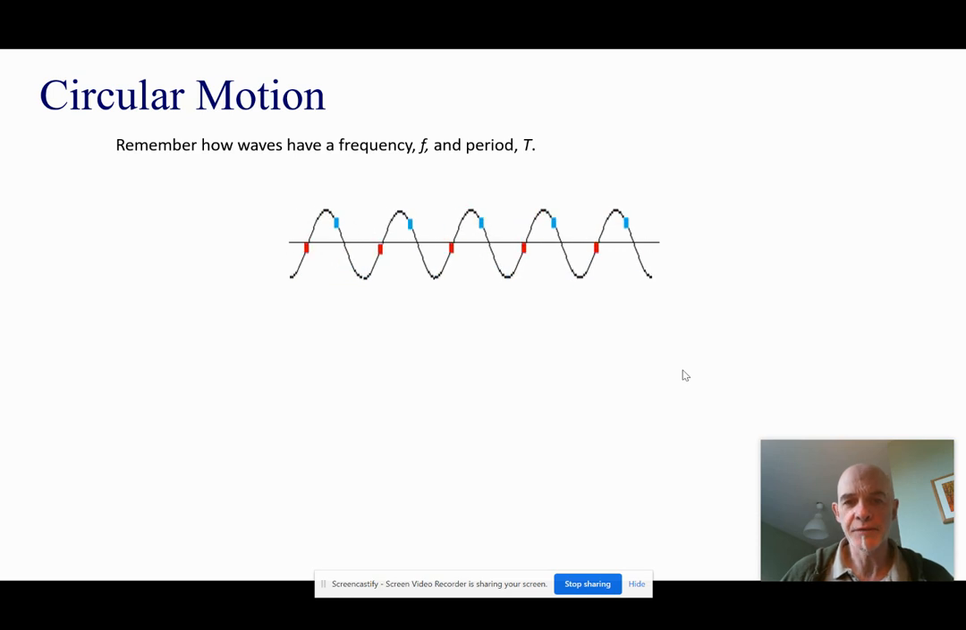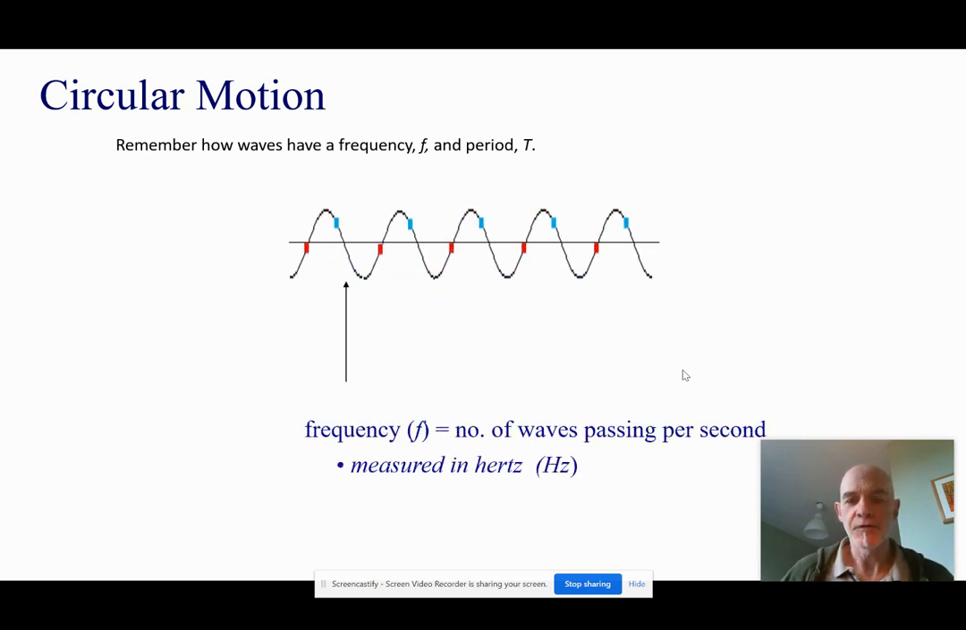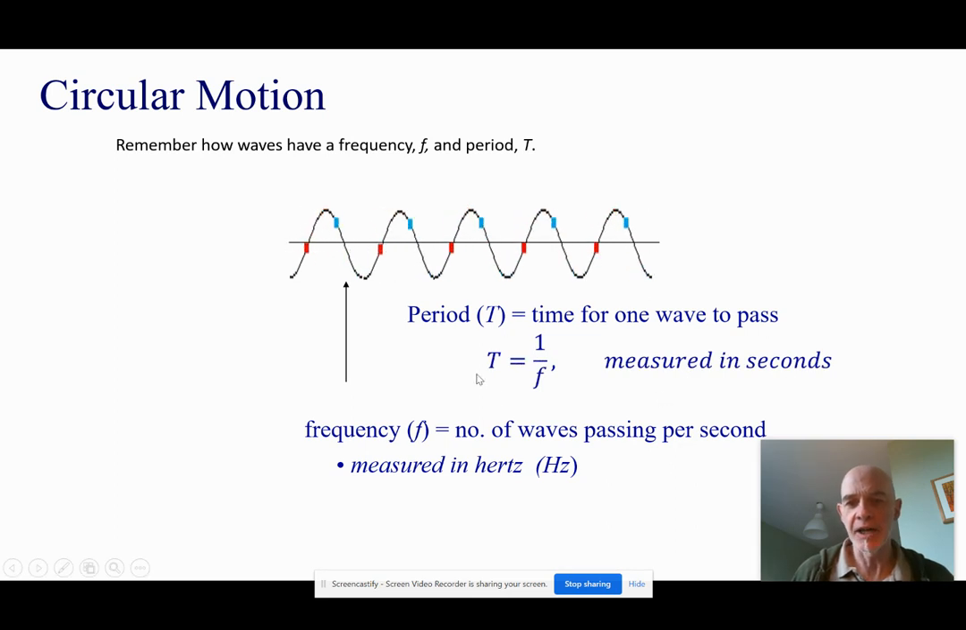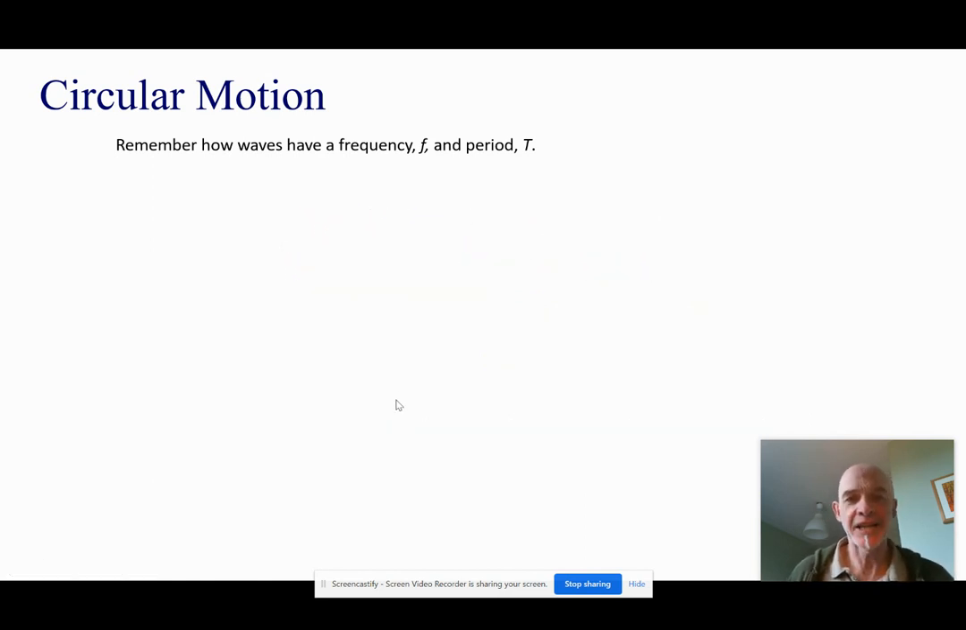Remember how waves have a frequency f and a period T? Frequency is the number of waves passing per second, measured in hertz. T is the time it takes for one wave to pass, one complete cycle to be completed. And those two measurements are connected by the equation that T is equal to 1 over f. The period is 1 over the frequency, or vice versa. Frequency is 1 over the period. Well, that applies to waves.